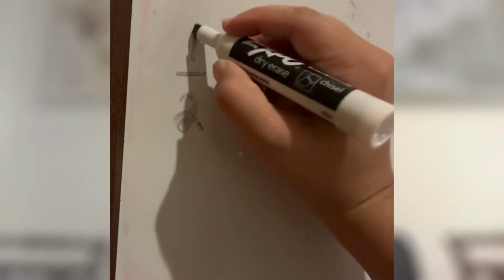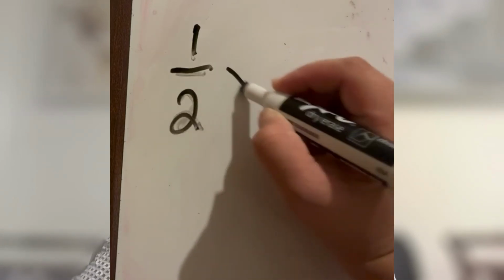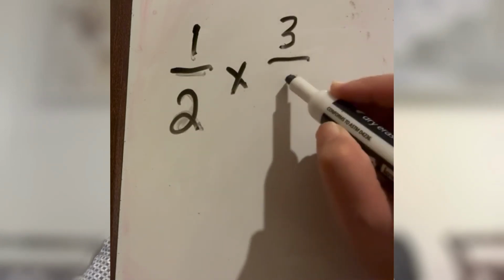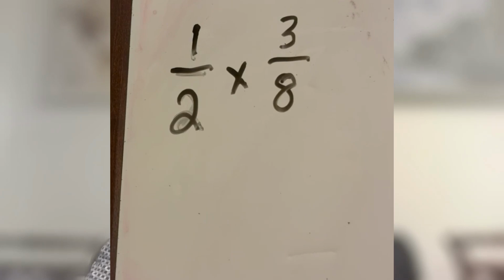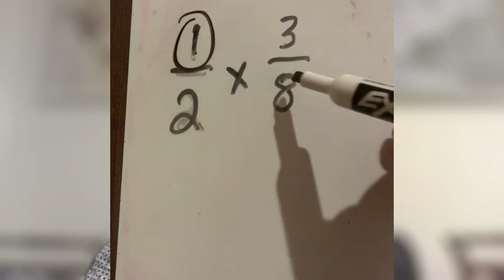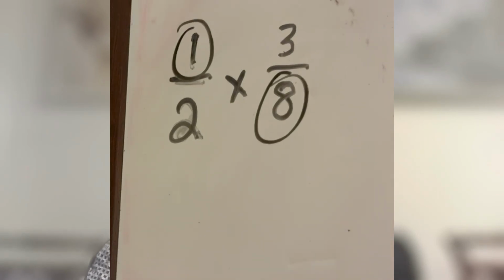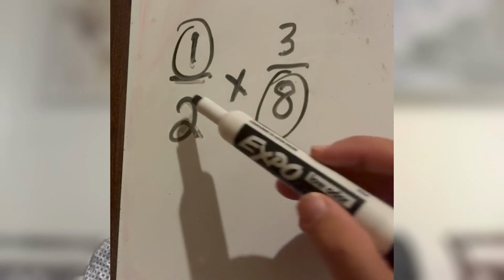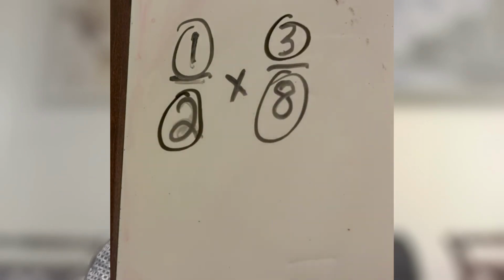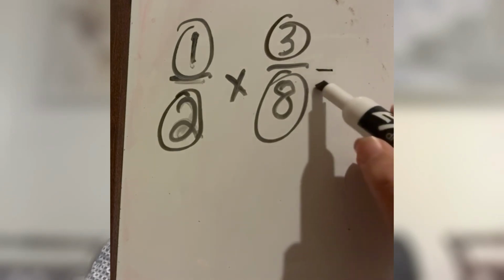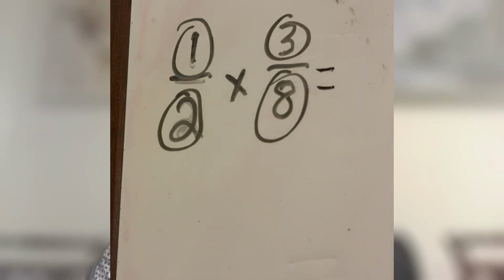Our first one, we're going to have 1/2 times 3/8. So we're going to check our diagonals to see if there's any common factors that we can pull out. Looking at our first diagonal, 1 and 8, what factor do they have in common? Well, they have 1 in common, so we can't pull anything out. How about 3 and 2? Well, they only have the factor of 1 in common, so there's nothing that we can pull out from our diagonals. So we're going to multiply across.